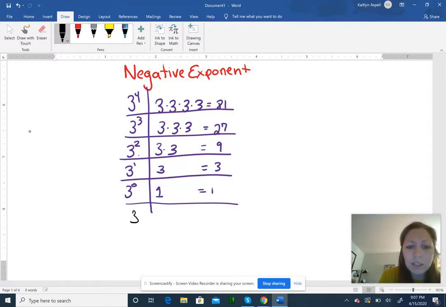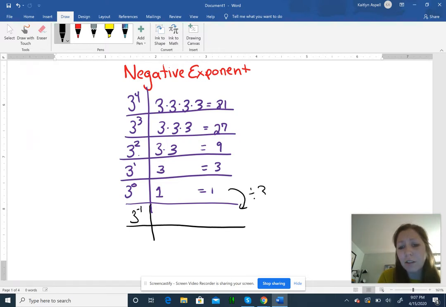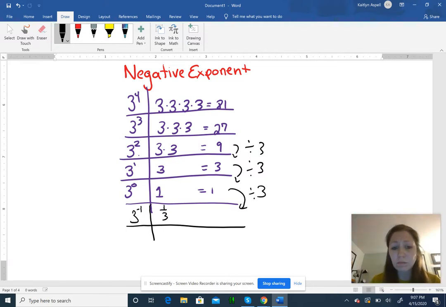So 3 to the negative 1. 3 to the negative 1 would mean that I'm going to take this number and I'm going to follow my same pattern, right? If I divided by 3 above here, then I should divide by 3 again. So I'm going to take my 1, I'm going to divide by 3, and we're going to leave it as a fraction even though you hate them. So get used to them because you do not want to use decimals here. So we get 1/3. Okay, that's fine, right? So 3 to the negative 1 is 1/3.